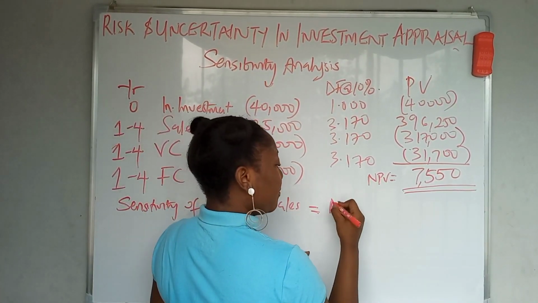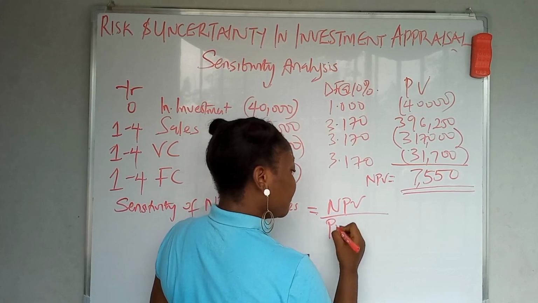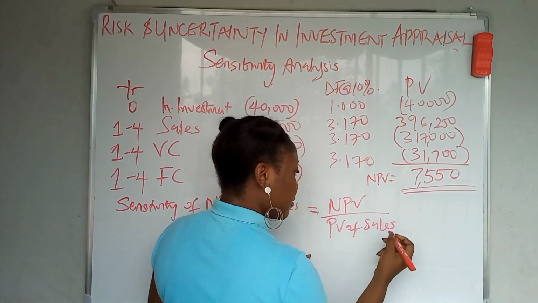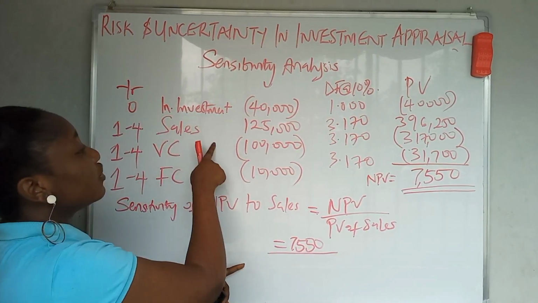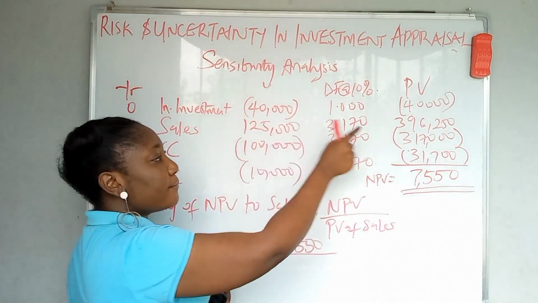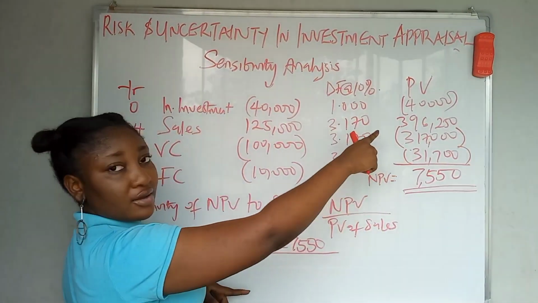The sensitivity of net present value to sales would be your NPV over the PV of sales, right? So your NPV is 7550, divided by sales, not the sales value, the PV of the sales. That's what you pick, right?